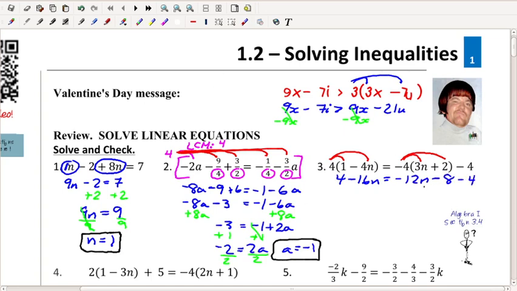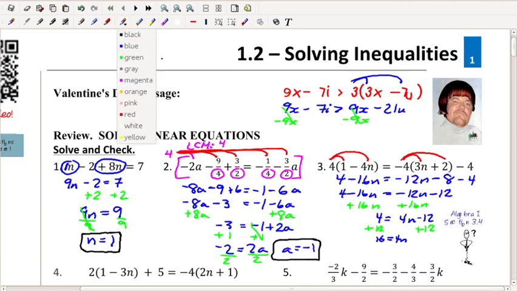So I would collect my like terms on the right hand side, so leave the left hand side alone for a minute. So I have minus 8 minus 4 is minus 12. Then I'm going to move again the smallest of my variable terms, so that's the 16n, so plus 16n leaves me with 4 equals 4n minus 12. Move the 12 to the other side by adding it, so plus 12 leaves me with 16 equals 4n. And divide out the 4 to finish it off.